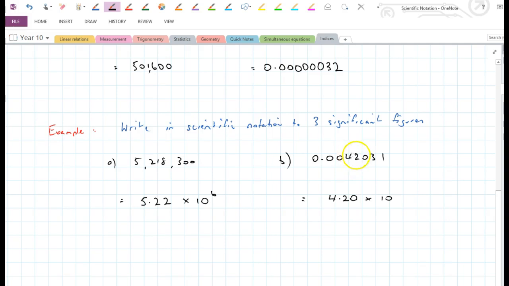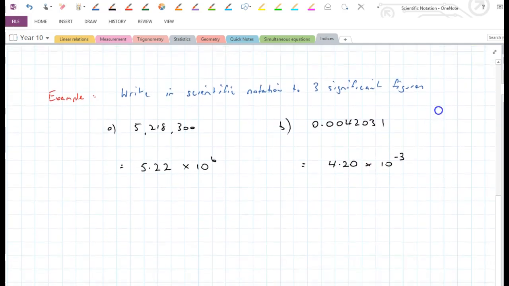Now I've moved the decimal point there to write it in scientific form. I now need to move it back. So this power of 10 needs to represent how many spaces to go back to where it was originally. So I moved it there. It's now going to go 1, 2, 3 to go back. So 10 to the minus 3 is that number in scientific notation to 3 significant figures.